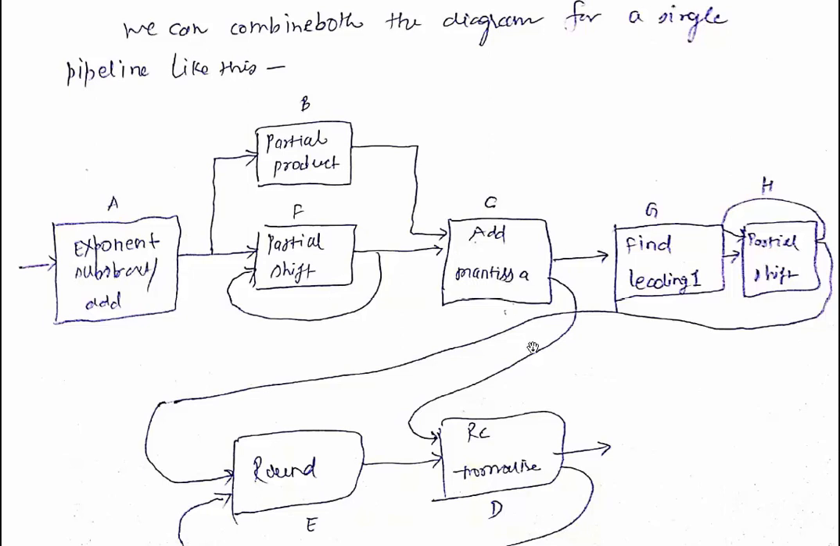And then you have to perform rounding off and normalization for multiplication. In case of addition or subtraction, you have to find the leading ones, and then again you need to shift the mantissas, and then again you have to perform the rounding off and renormalization. So that is how these linear pipelines of addition and multiplication can be combined with each other.